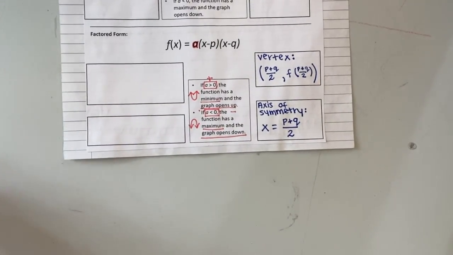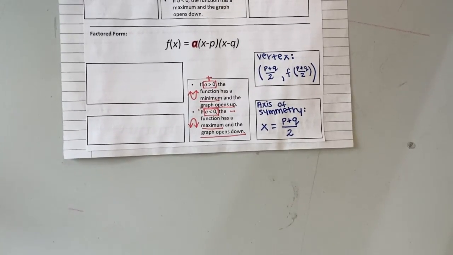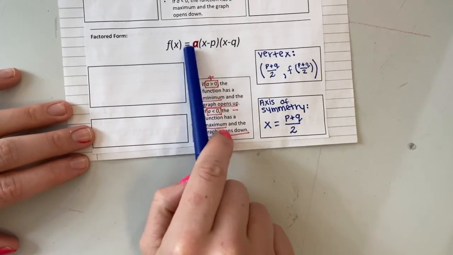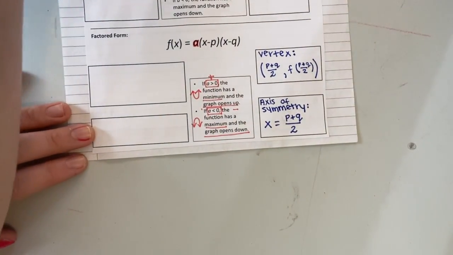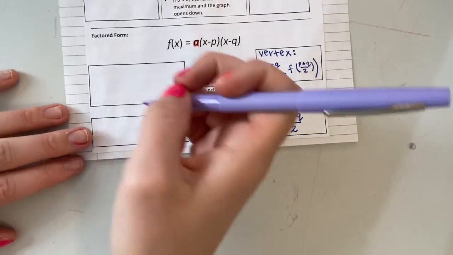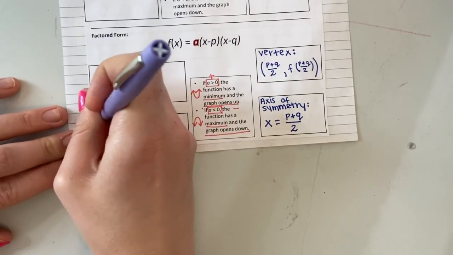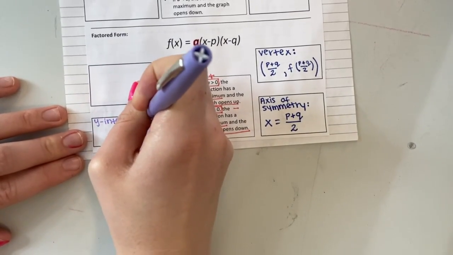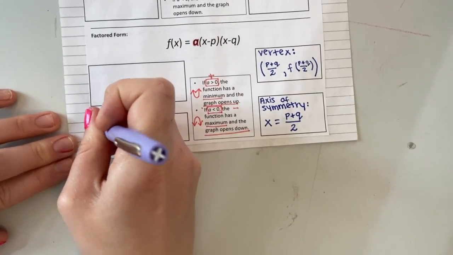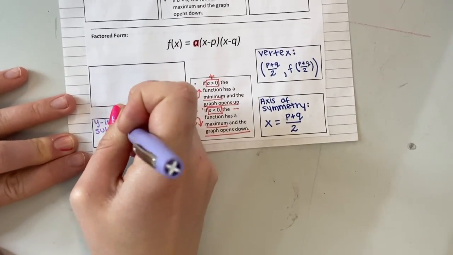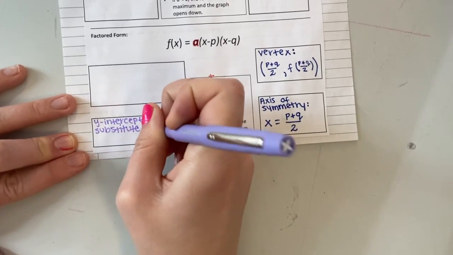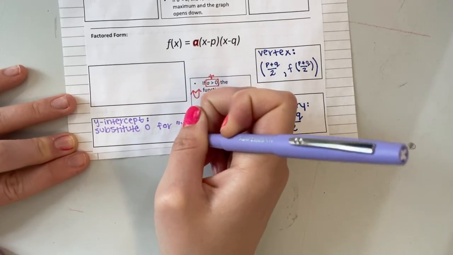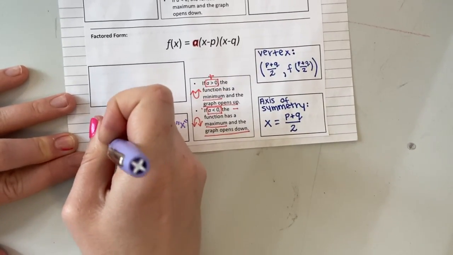And then I know that for the y-intercept, we just have to substitute x equals 0 into our function, and then we just solve for y. So we're going to say our y-intercept, we're going to just substitute 0 for x and simplify.